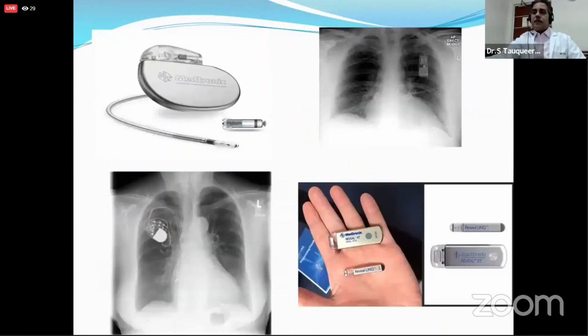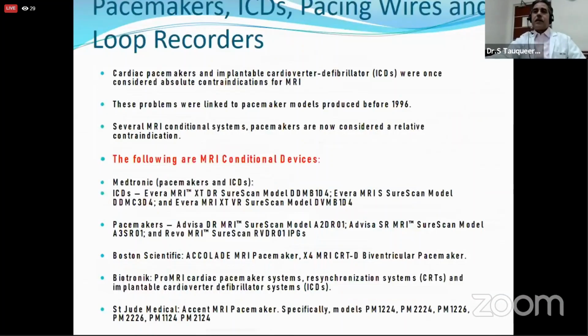So these are again pacemakers and cardiac devices. These are some of the pacemakers which are available in the market. These are MRI conditional, which can work within the MRI system, the MRI suite, without any malfunctioning.